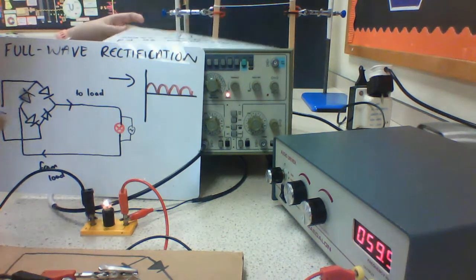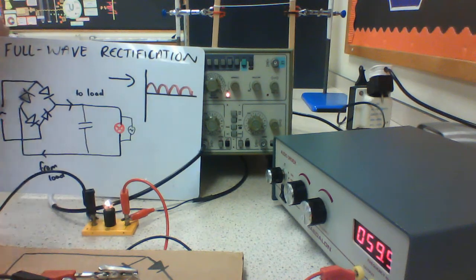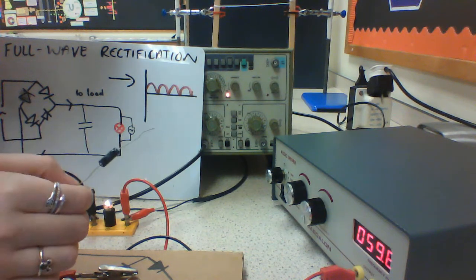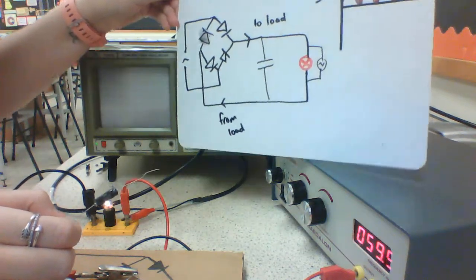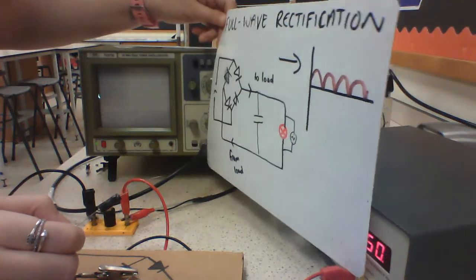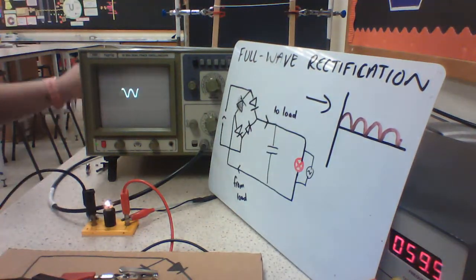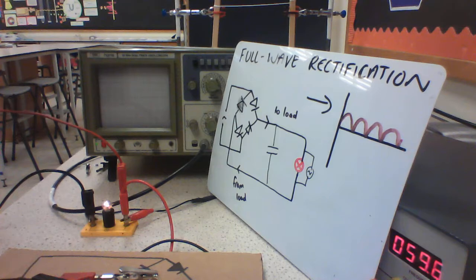I have to put the capacitor in parallel with my load. So I'm going to put a capacitor in parallel with the load. So this is my capacitor. This is a little 100 microfarad capacitor. Might want to actually be able to see the oscilloscope when I put the capacitor in. So capacitor. In parallel, so just across the bulb.